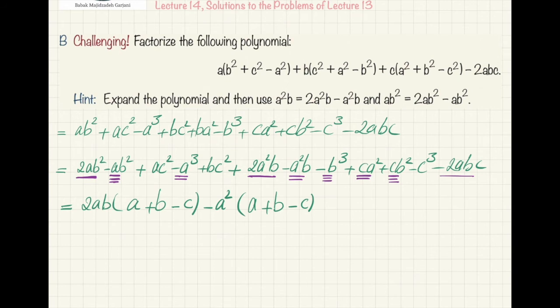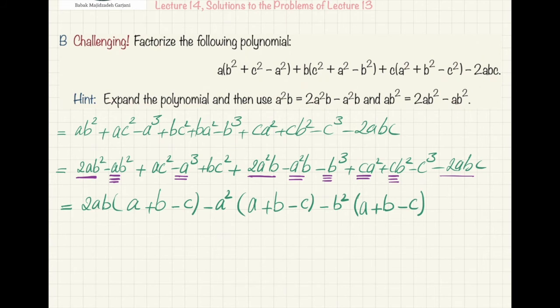Let us see. Negative b squared. So here I have negative ab squared. Negative b squared is pulled out, so positive a is left for me. Okay? And then from here, I pulled minus b squared out, so positive b is left for me. And finally, from here, I pulled negative b squared out, so minus c is left for me. Okay?